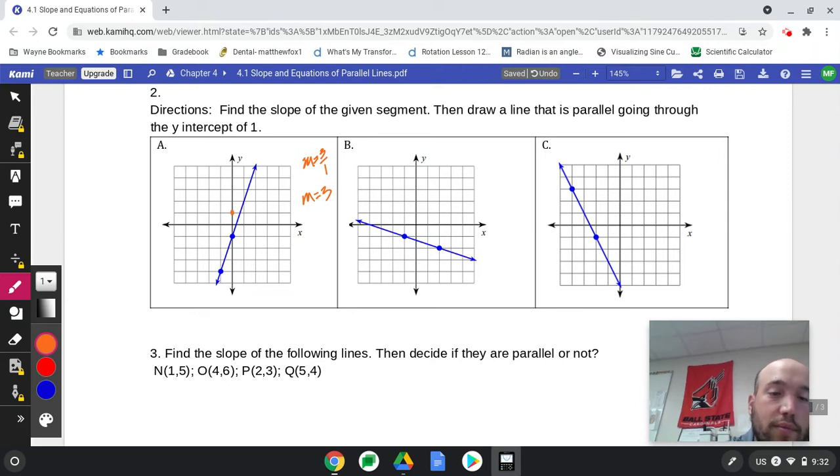Goes through this point, so up 3, up 1, 2, 3, over 1. Or you could go down 3 and left 1. Either way, and, oops, let me fix that. We will get this line. As you can see, they are parallel. They run beside each other, never touching. Now our next one, so you can see down 1 and over 1, 2, 3. So negative 1/3. So we start up here and then down 1 over 1, 2, 3. Or you could go up 1 and left 3.